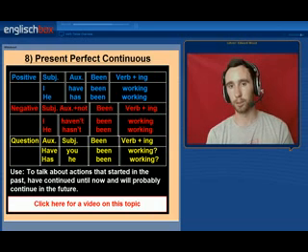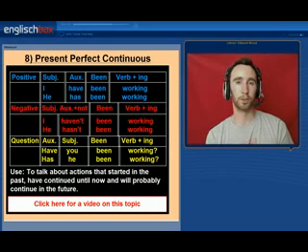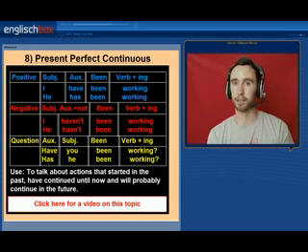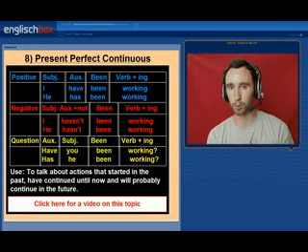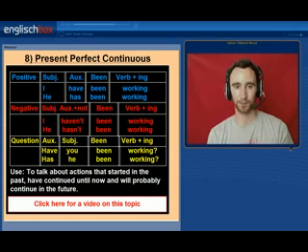The present perfect continuous is also used to describe actions that started in the past and continue in the present, but we concentrate a little bit more on the duration of the action. We talk about how long we have done something or we have been doing something with the present perfect continuous.